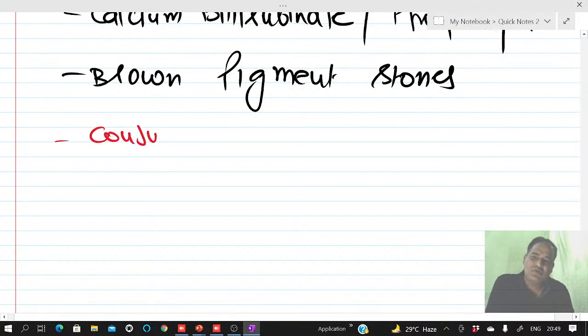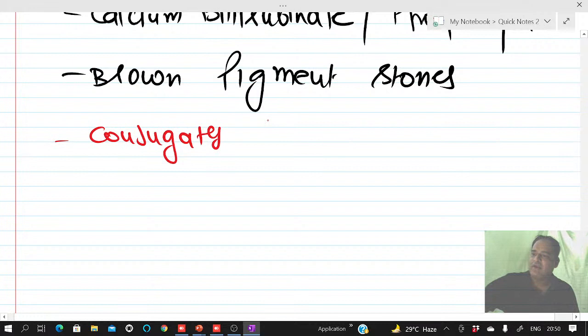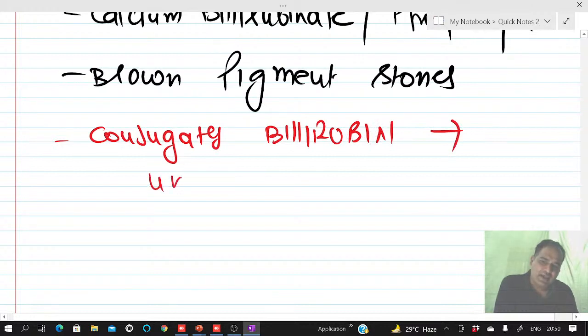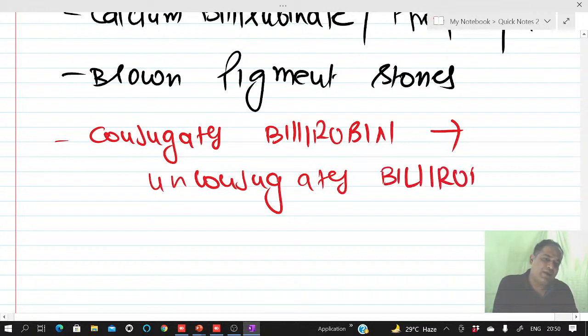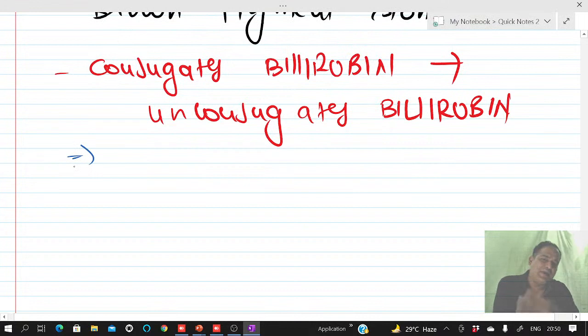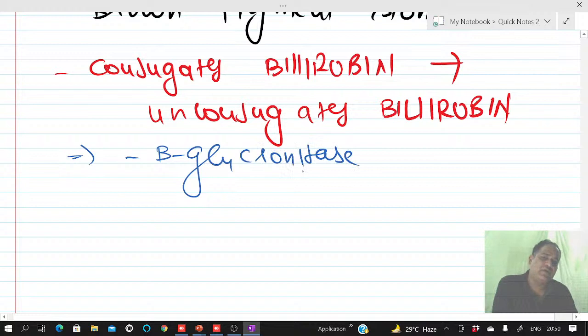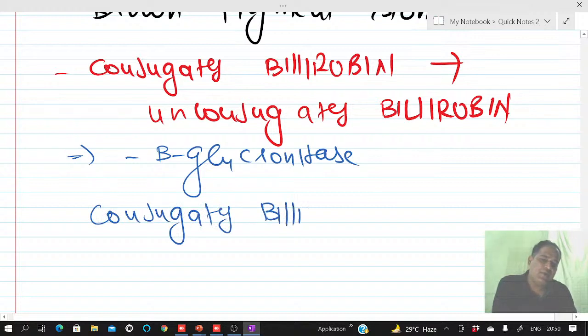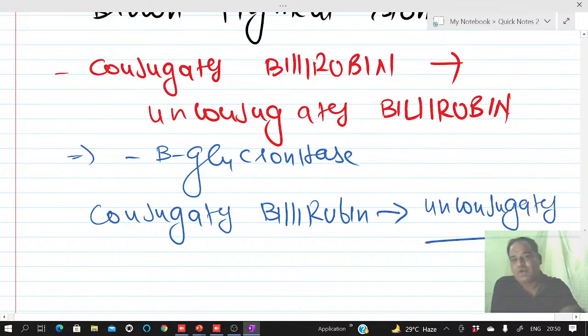Now, you see what happens is conjugated bilirubin is converted again to unconjugated bilirubin. That means, let's say your patient does not have any of the disorder. Everything is normal. Your patient is secreting conjugated bilirubin into the intestine, but he has got some infection with the bacteria which produce an enzyme beta glucuronidase. Now, beta glucuronidase will convert conjugated bilirubin to unconjugated bilirubin. Again, it will convert to unconjugated bilirubin.